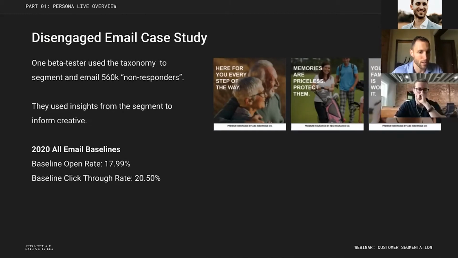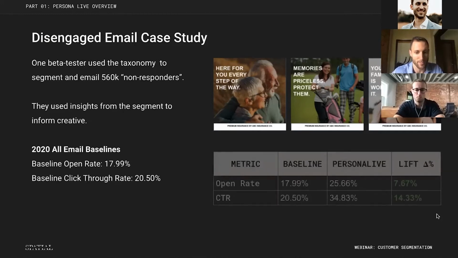We can see their 2020 baseline open rate and then their click-through rate. So if we even got half of that rate, that would be a really big win. But the results from the actual tests were really impressive.